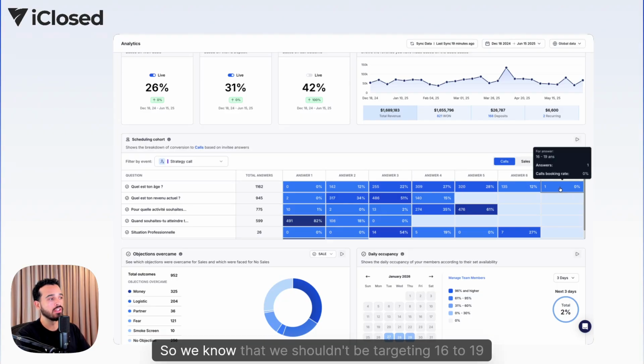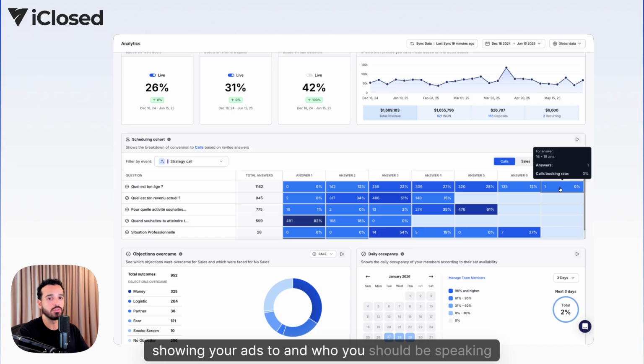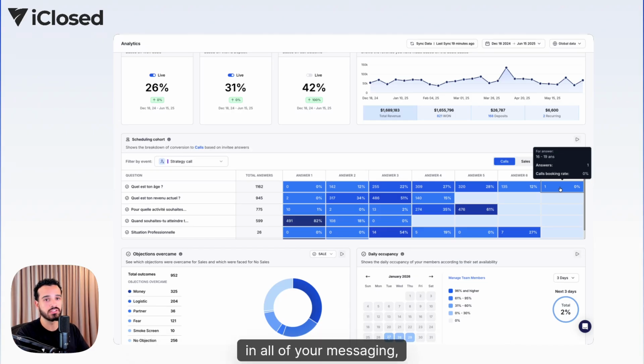So we know that we shouldn't be targeting 16 to 19-year-olds with this specific offer, right? This is helpful to know who you should be showing your ads to and who you should be speaking to in all of your messaging, in your ads, and in your funnel, right?